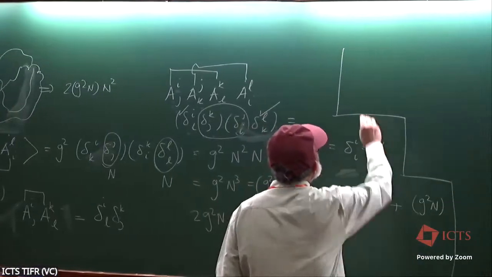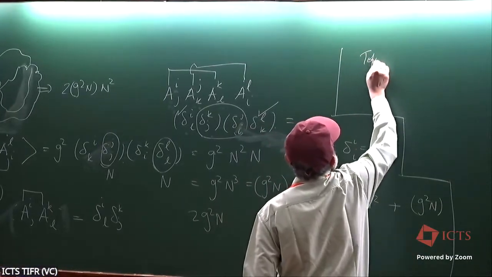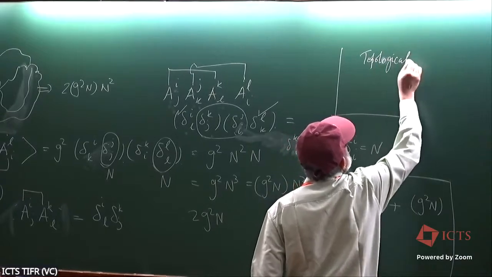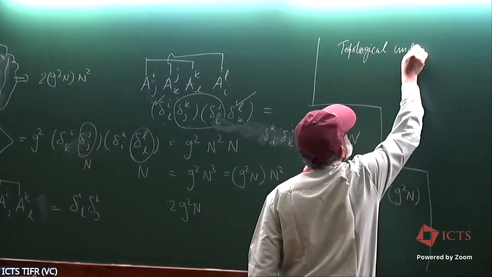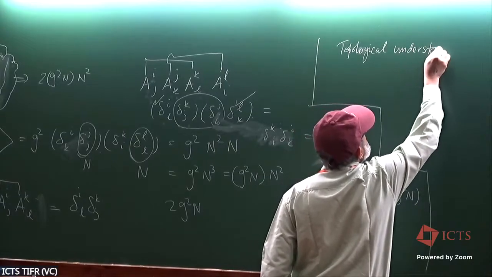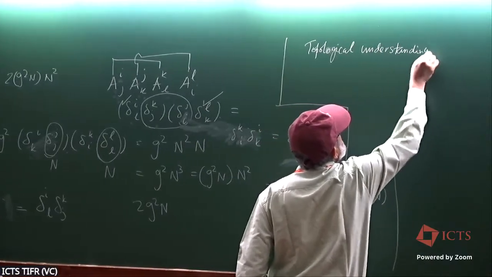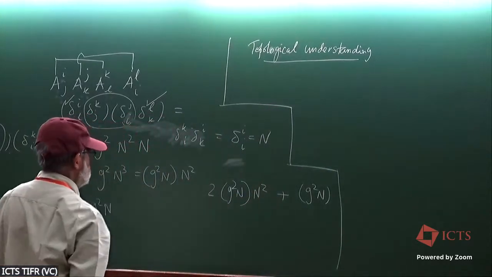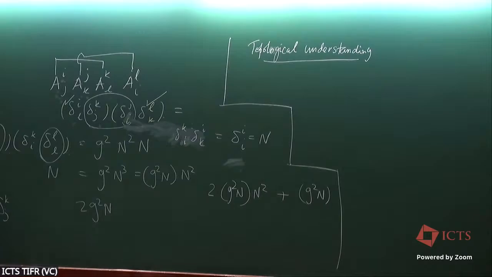So the topological understanding. We are going towards some topological understanding of these expressions. Okay. So what 't Hooft suggested is, and this is brilliant, because you see that chasing all these Kronecker deltas is a pain.